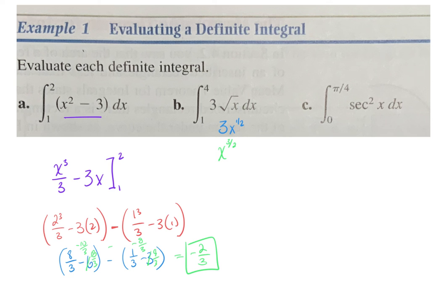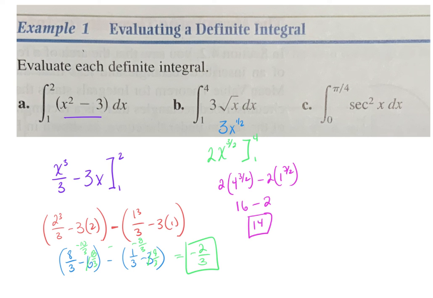The 2/3 and the 3 will cancel, and I just get a 2, right? Okay. And then I am going to do that from 1 to 4. All right, so we're going to say 2 times 4 to the 3/2 minus 2 times 1 to the 3/2. 3/2 is just square root cubed, right? So the square root of 4 cubed is 8. So 2 times 8 is 16 minus 1 to any power is 1. So that's easy. So this guy is 14.